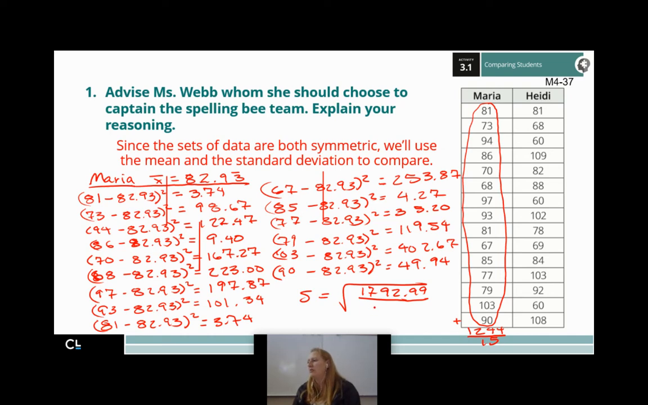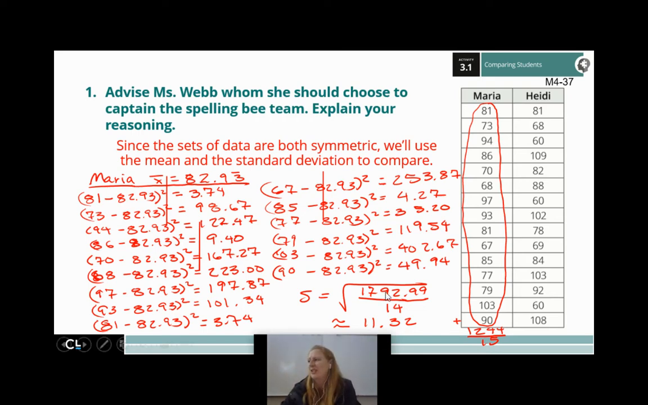Now remember, we're going to subtract by the number we have minus 1. So usually it'd be 15. We divide by 15, but 15 minus 1 is what we're going for. So we're actually going to divide that by 14. And use the calculator. So I'm going to take this number, divide it by 14, and then take the square root. It looks like my standard deviation is about 11.32-ish.